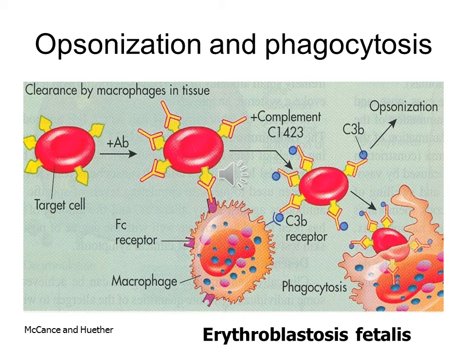The target cell is coated with complement, and this makes it easier for a macrophage to engulf it. The crystalline fragment end of the antibody is attached to the macrophage's receptors. This is what happens to the infant's blood cells in erythroblastosis fetalis.